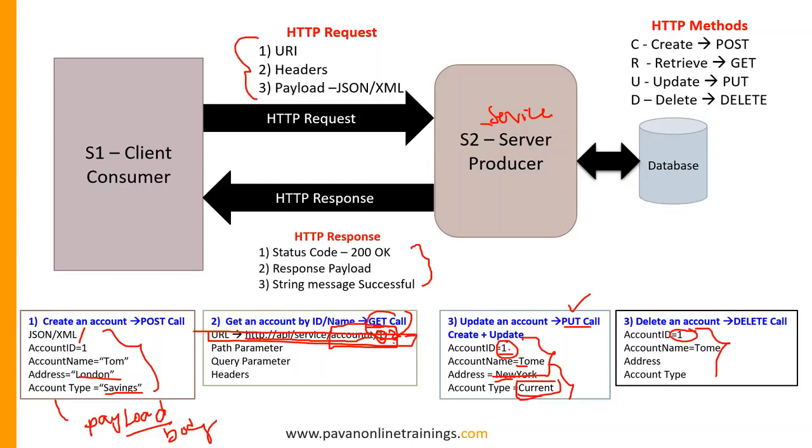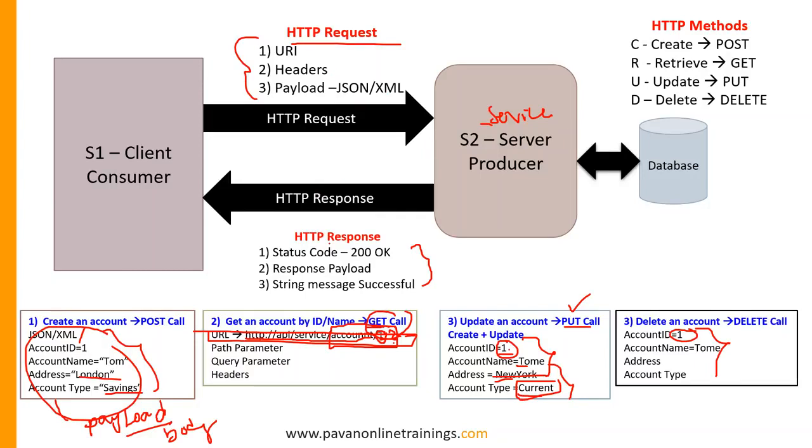URI is different. And the request has URI, headers and payload. Payload will be the body. So this is called a payload, in JSON or XML format. So the request will always have these 3 parts: URI, headers and payload.